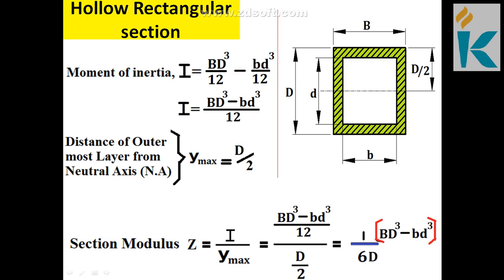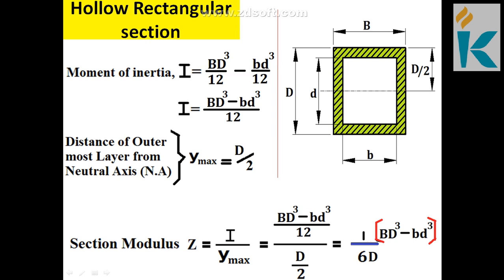Next, the hollow rectangular section. You see the diagram having two portions. The inner one is marked with small b and small d. The outer one is marked with capital B and capital D, and capital D by 2 is the distance from the neutral axis to the outermost fiber. The moment of inertia is I equal to capital B D cube by 12 minus small b d cube by 12. Taking the LCM, you get (B D cube minus b d cube) divided by 12.